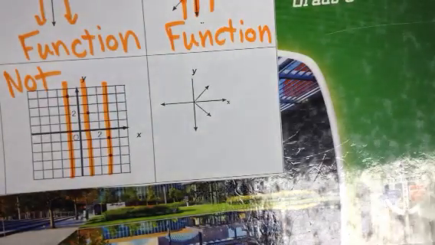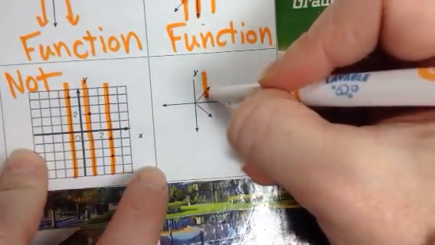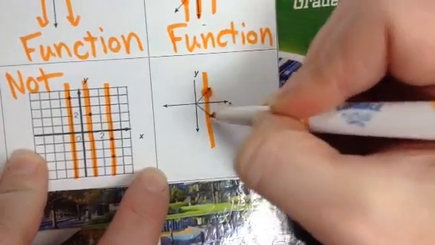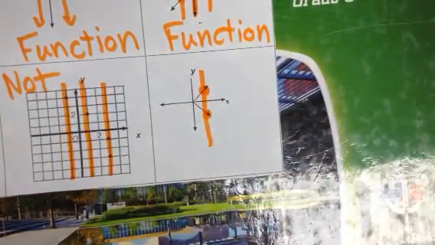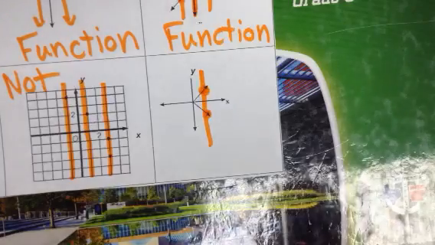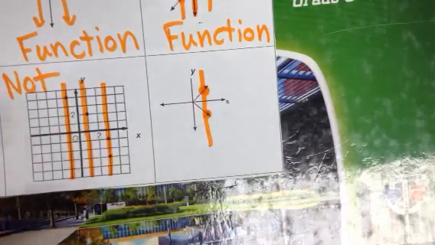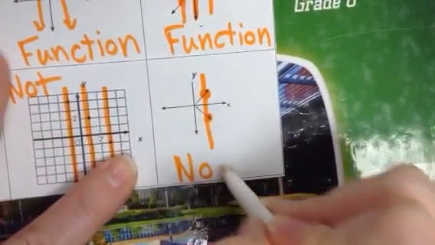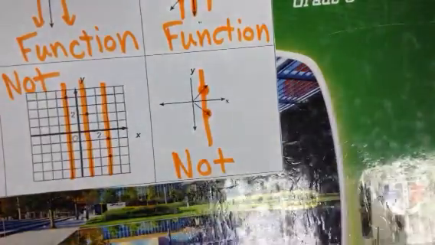The last one on here is a graph. So again, vertical line test. It hits the lines that they drew on the coordinate plane at 2 points. So I know it is not a function.